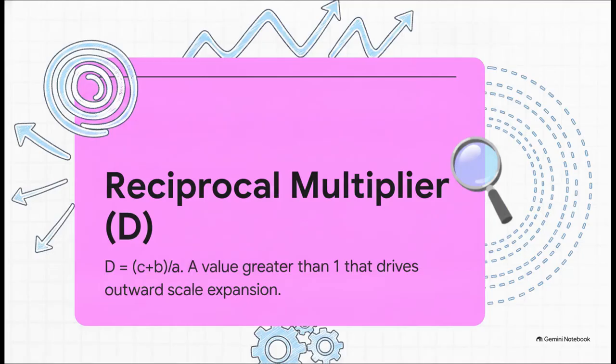And of course, the flip side of decay is expansion. Meet the reciprocal multiplier, uppercase D. This guy does the exact opposite of our decay factor. It's calculated as c plus b over a, which gives us a value greater than 1. This pushes the geometry outward, expanding the field. So together, lowercase d and uppercase D act as our pure 1D mathematical engines. They are simply dimensionless scaling ratios dictating how many times a coordinate field should expand or contract.